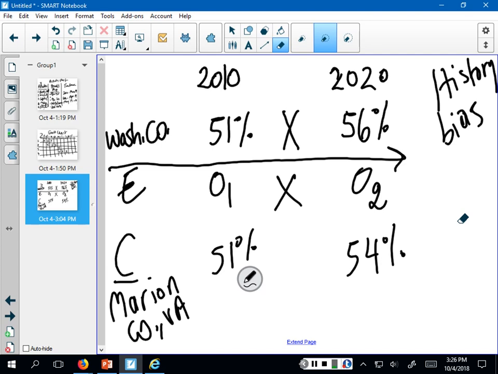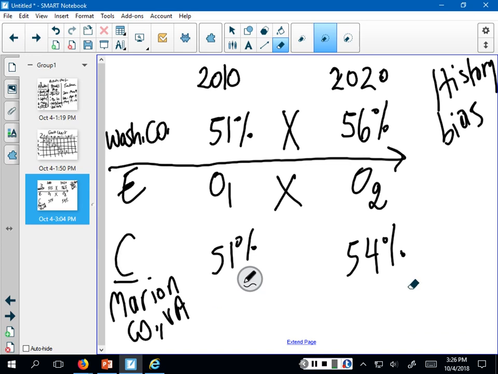Are we following the logic? Okay. So yes, Washington County increased by 5 percentage points, but really only 2 of those 5 percentage points can be attributed to X. The remaining 3 percentage points are likely due to something else that also occurred in Marion County.